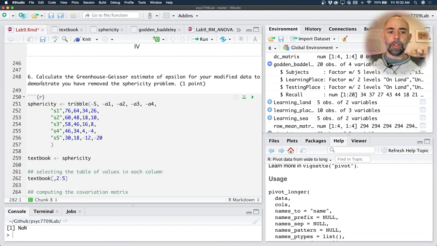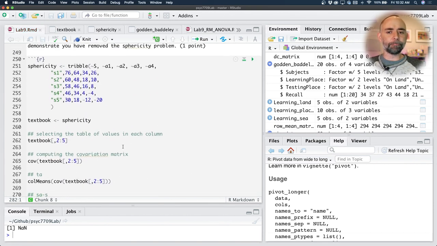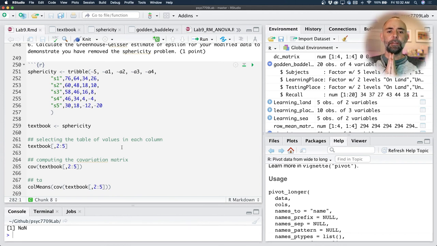All right, so we've demonstrated here that we've removed the sphericity problem by going through these steps. Okay, that is the lab 9 plus the bonus questions.